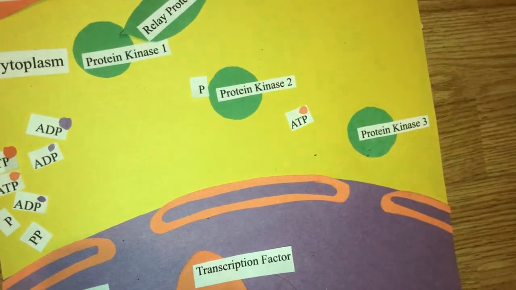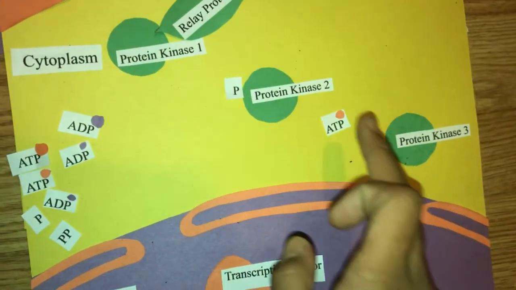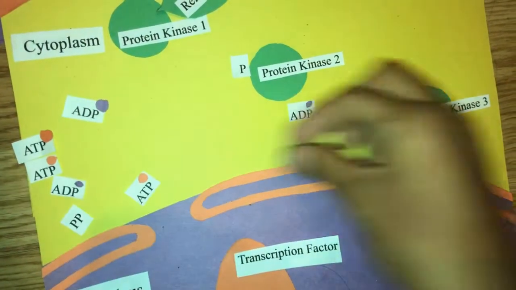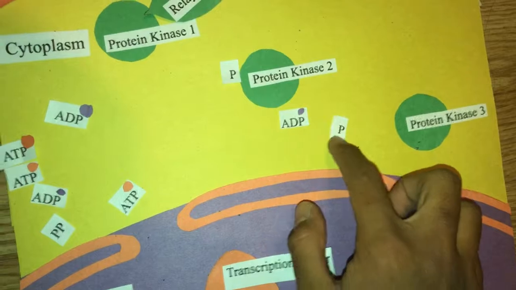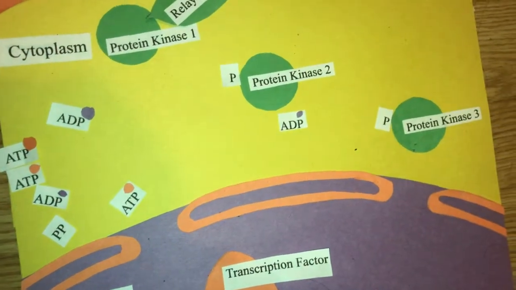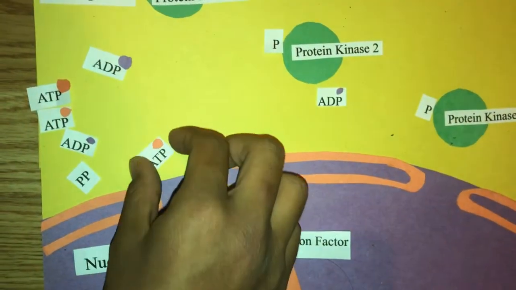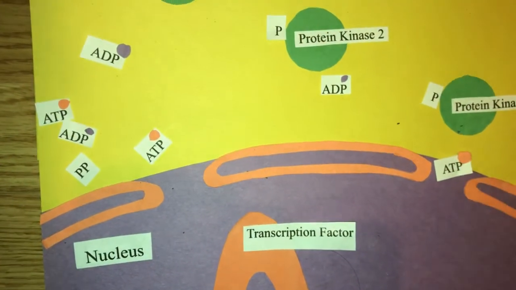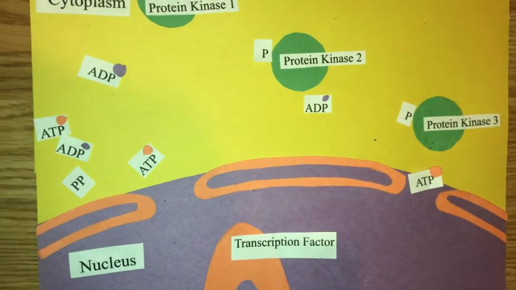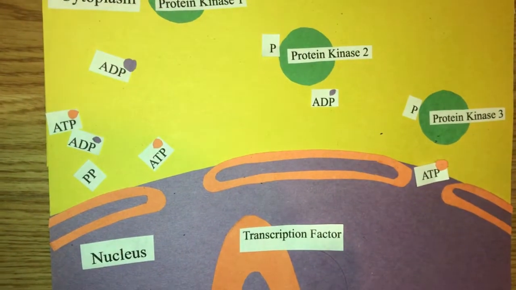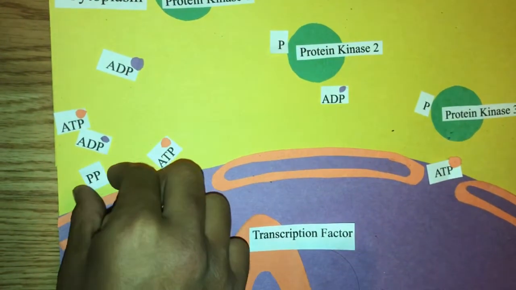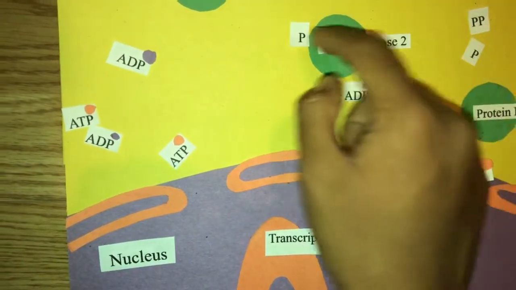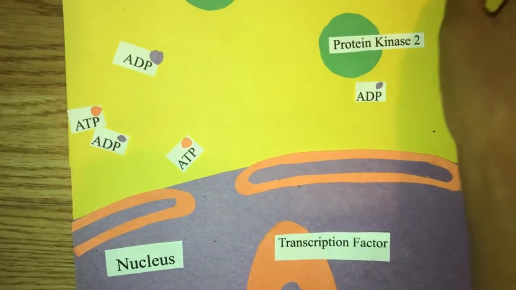The protein kinase 2 produces an ATP, which then gives up a phosphate group, turning itself from ATP to ADP, and the phosphate group latches onto protein kinase 3, making it active. The active protein kinase 3 produces an ATP. After this happens, enzymes called protein phosphatase remove the phosphate group from protein kinase 2 and 3, making them inactive.